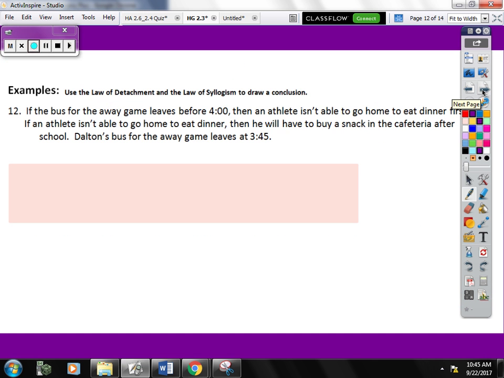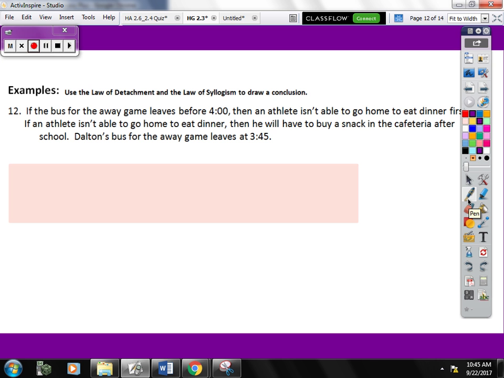All right, the last example that we didn't get to in class, I will finish on the video for anyone watching, asks us to use the law of detachment and the law of syllogism to draw a conclusion. So we are using both of the laws to make sure that we can draw a conclusion.